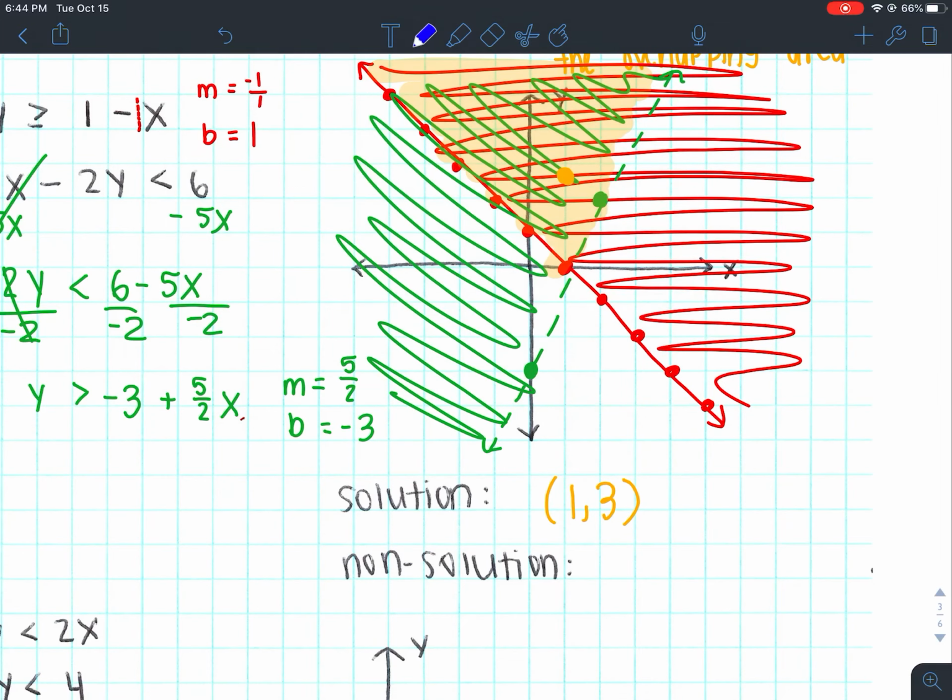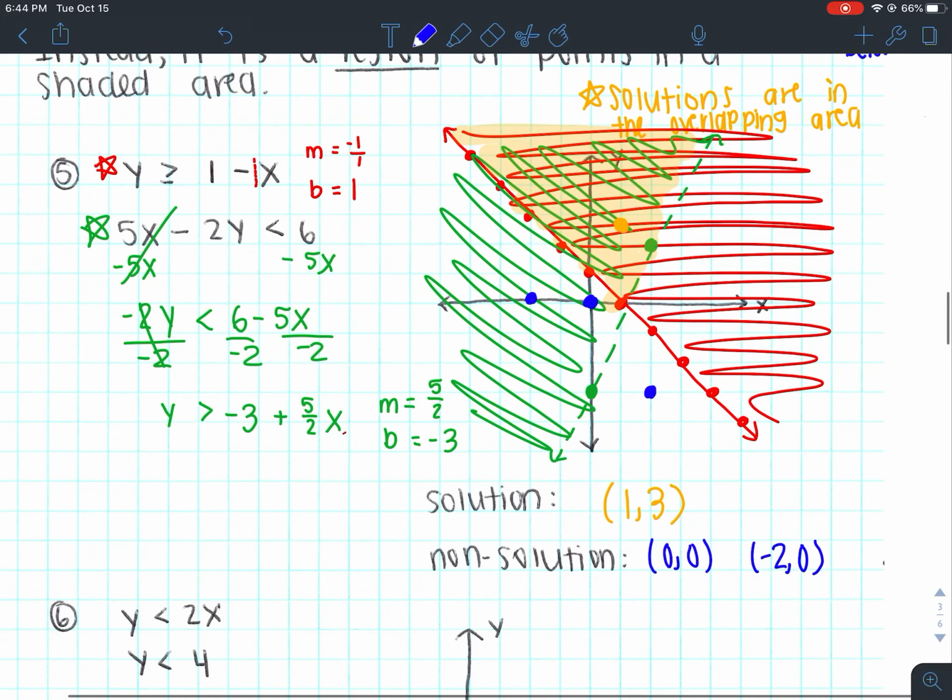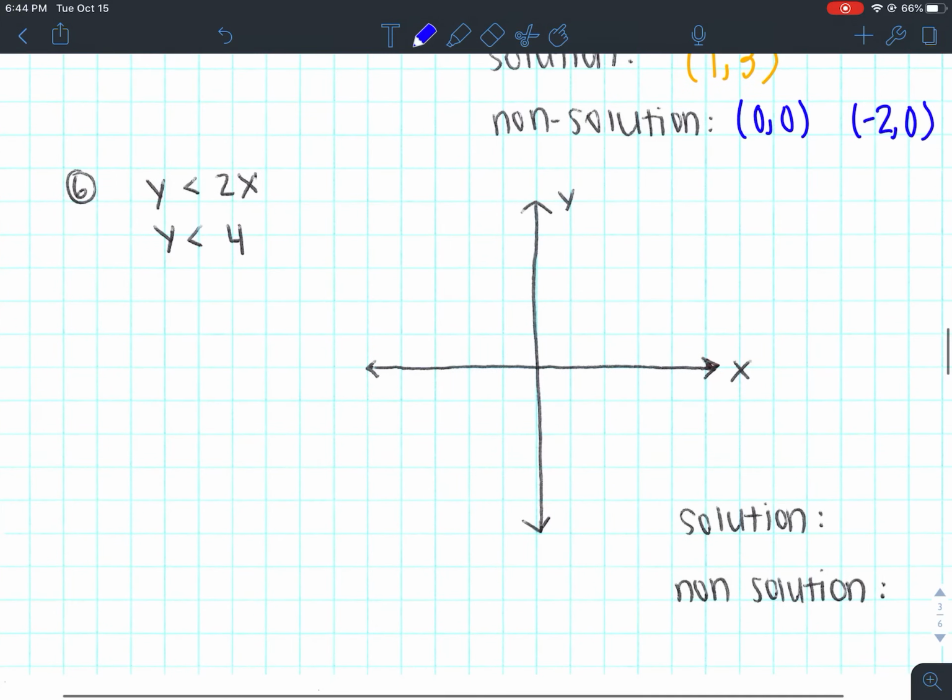A non-solution is located anywhere else. So for example, (0, 0), since it's not located in that orange, that's a non-solution. Or the point (-2, 0), right? So anything outside of that. Or I could do (-2, -3). That's also a non-solution. So anything on the outside of that shaded region is a non-solution.